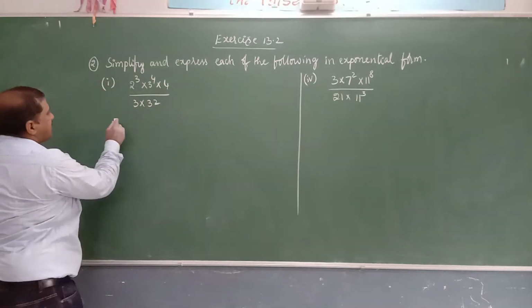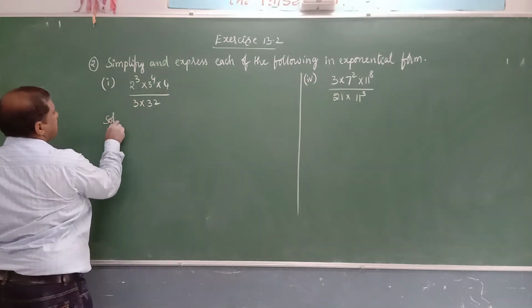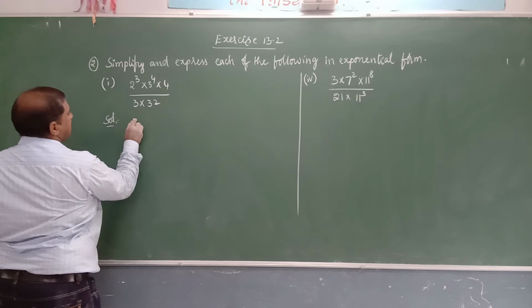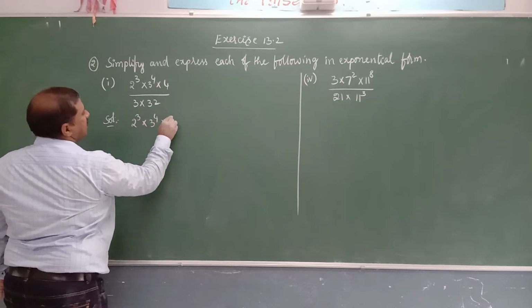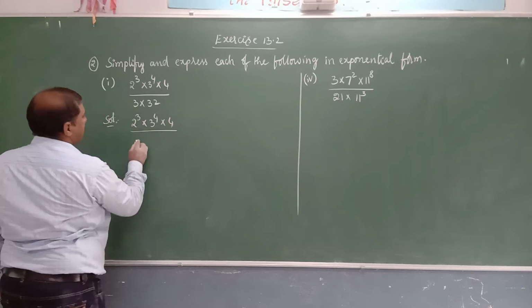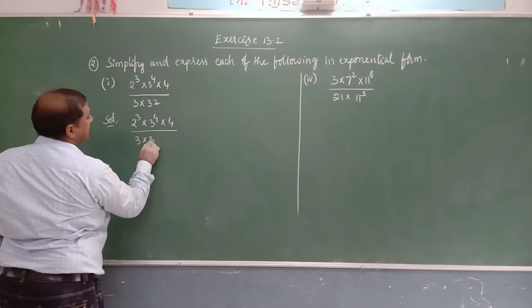Now you see here the first question. If you observe the first question, that is 2 cube into 3 to the power of 4 into 4 divided by 3 into 32.